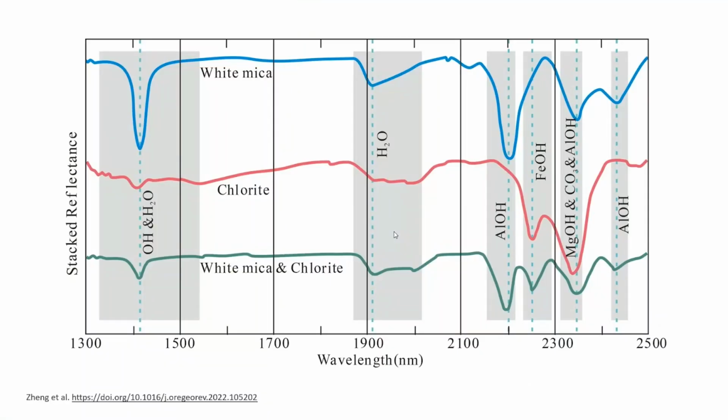Here is another example of how this spectral data is utilized. So this is a figure from Zeng and others showing the mixtures of white mica and chlorites, which you would absolutely encounter in these deposits. So you can see that as you move top to bottom, how the feature in the 2200 to 2500 nanometers region changes as you go from seeing just white mica, to chlorite, to a mixture of both. And so in this region here, you're going to see how that changes.